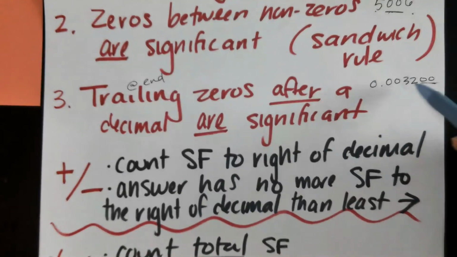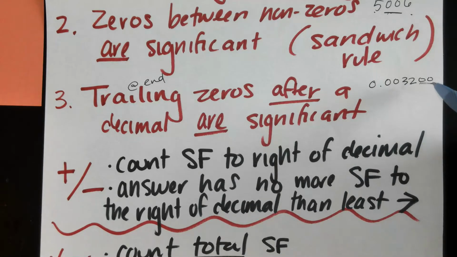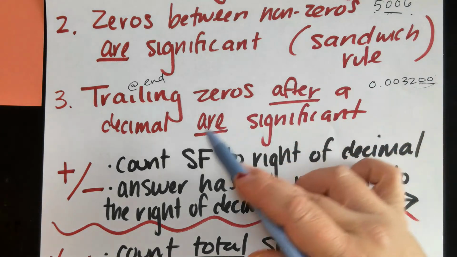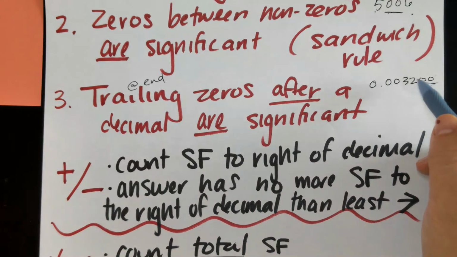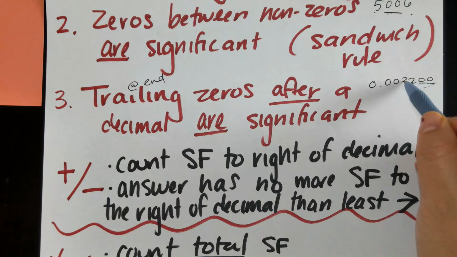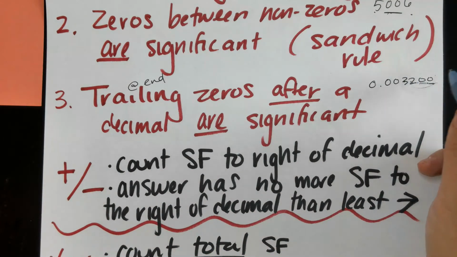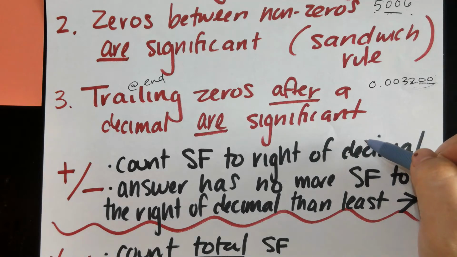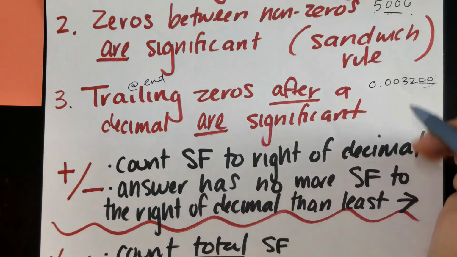Well, whoever made this measurement or marked this down, they're being very, very precise with their measurement. So if we take a look, trailing zeros at the very end, how many do I have? 2, and I have 2 non-zeros, so 1, 2, 3, 4. I have 4 sig figs here. Okay, after a decimal they're significant.